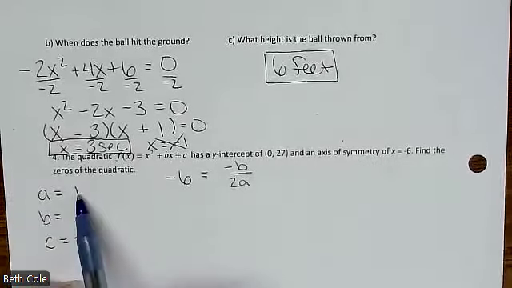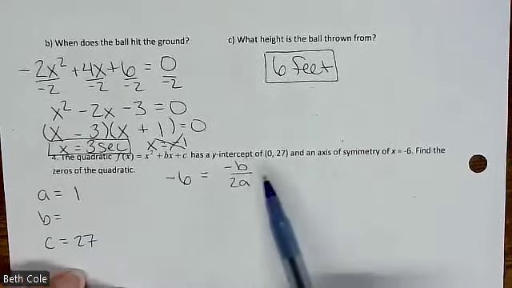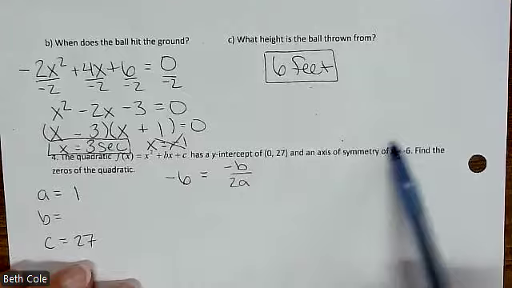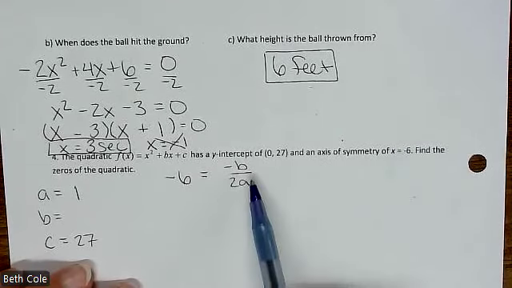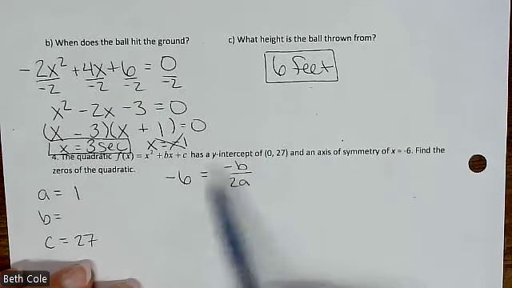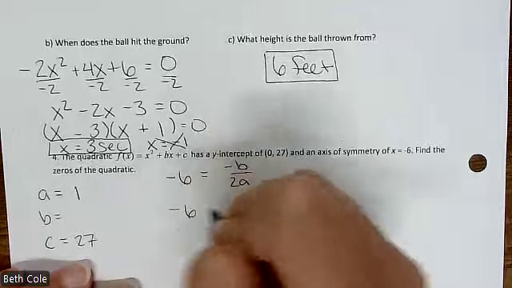All right. So we had A was 1. Let me get us all back together. We had C was 27. We're trying to figure out what B is. So we used the other piece of information that -6 is our axis of symmetry. Now, what did we say A was? 1. So 2 times 1 is just 2.